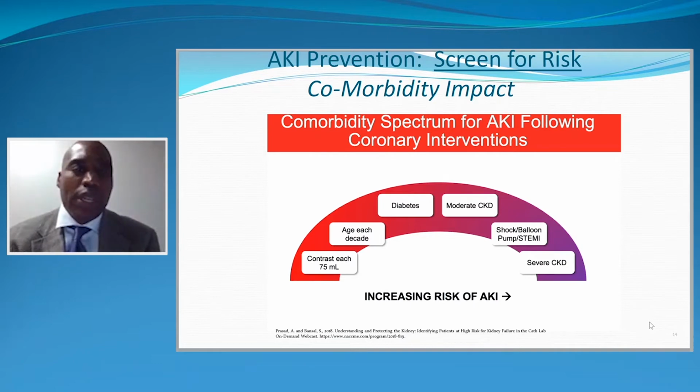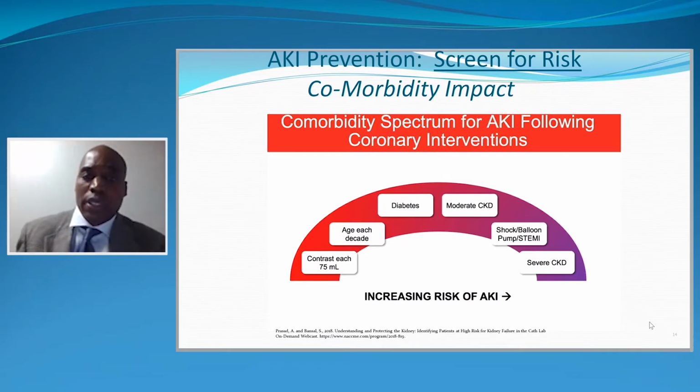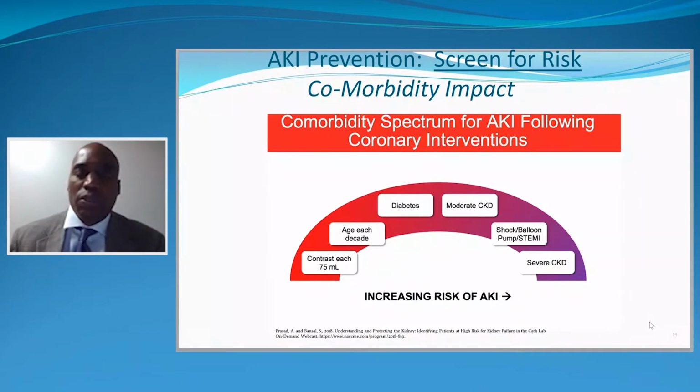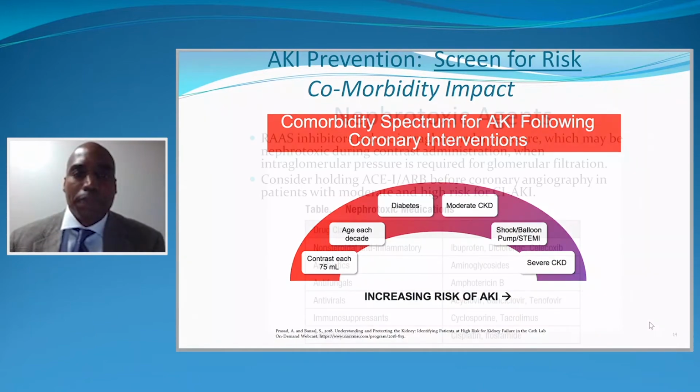You definitely want to try to keep your contrast load under 75 mLs. Each 75 ml increment dramatically increases the risk of acute kidney injury. The person's age needs to be taken into account, the presence or absence of diabetes, existing chronic kidney disease, whether or not the patient is in shock, and also the presence or absence of severe kidney disease. So across this spectrum, the presence of these risk factors dramatically increases the risk of acute kidney injury.